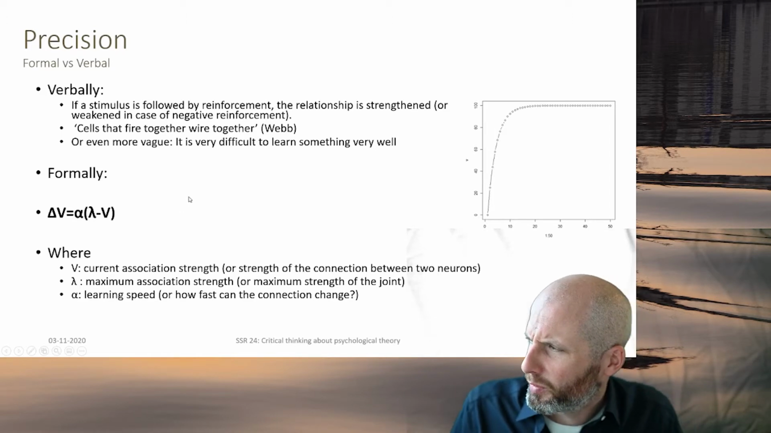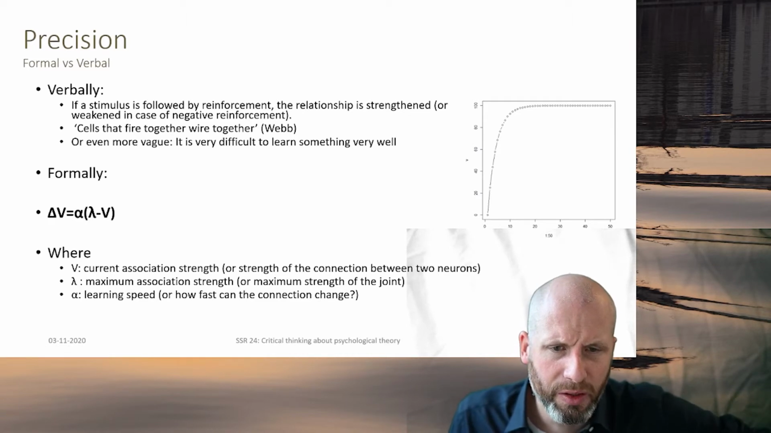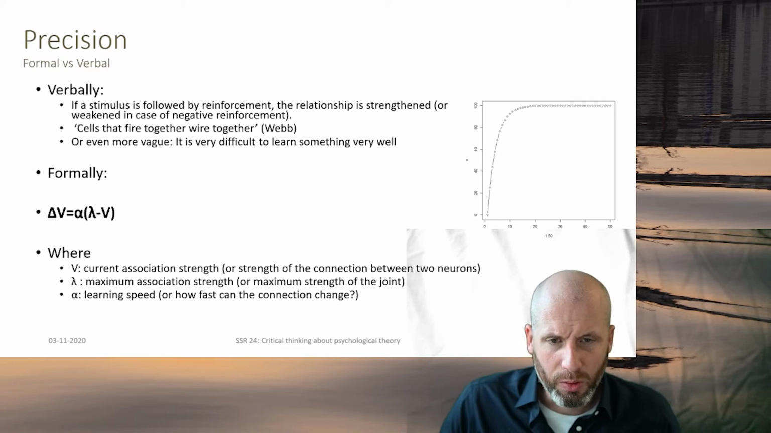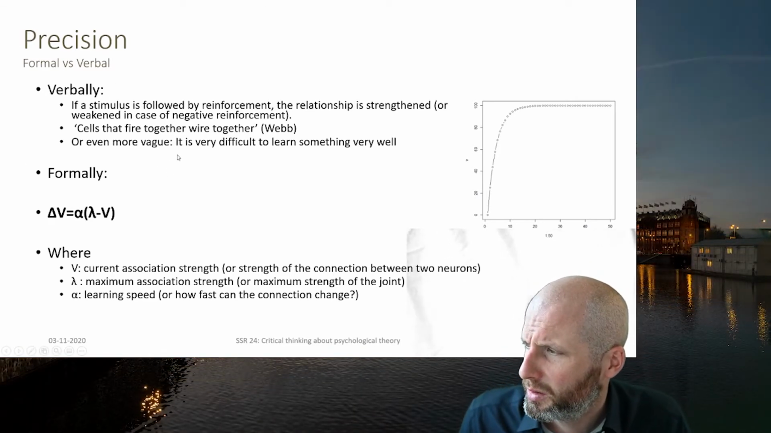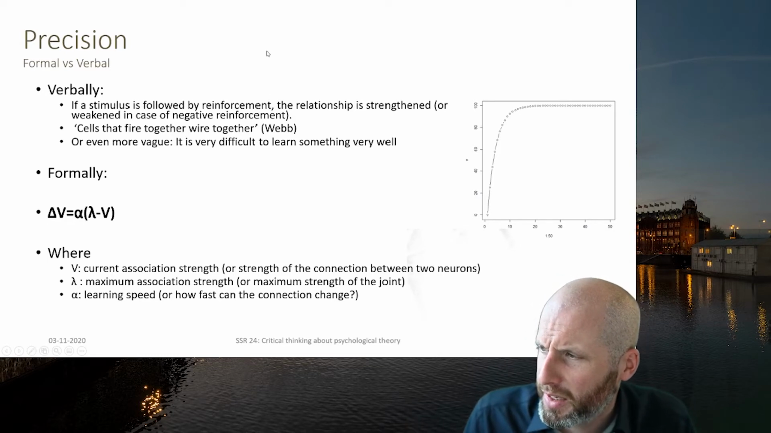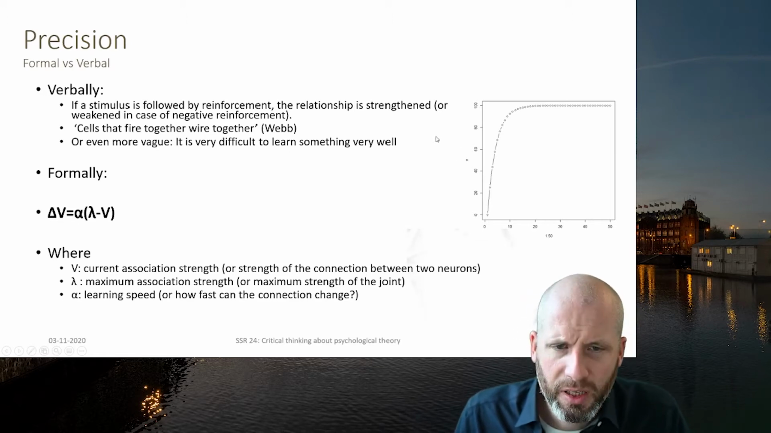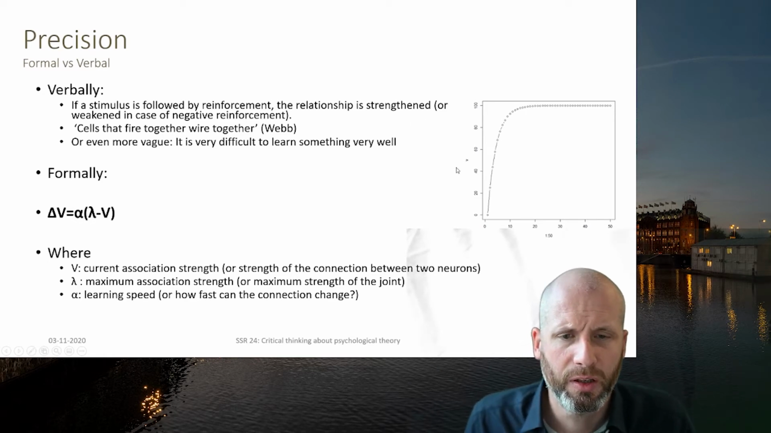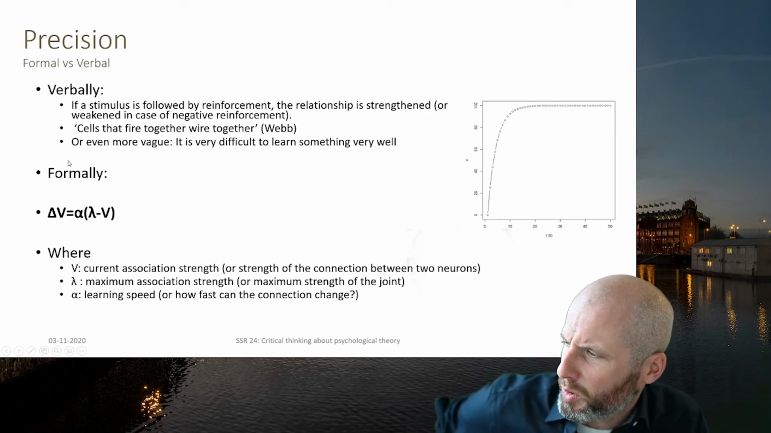Another example of how using a formal model could lead to more precision, or making a theory's predictions more precise, is the Rescorla-Wagner model. Again, you could talk about this in a verbal way, right? If a stimulus is followed by reinforcement, the relationship is strengthened. Cells that fire together wire together. It's difficult to learn something very well, right? Those are all verbal statements about the process of learning, and you could make those more precise by using a formal model. A formal description of the Rescorla-Wagner model would be the following.